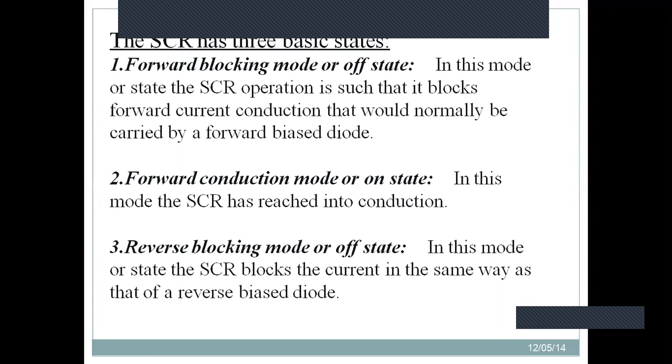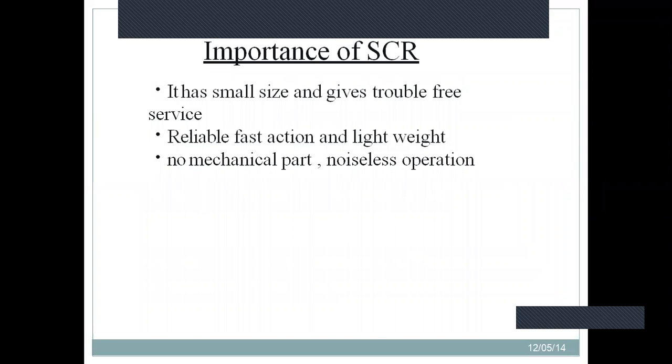The third mode here is reverse blocking mode. So what is reverse blocking mode? In this mode, the SCR will block the current in the same way as the reverse bias of the diode. If the diode is reverse bias, it will not allow the current to flow. Similarly, in reverse blocking mode of SCR, your SCR will not allow the flow of current from anode to cathode, because SCR is in reverse blocking mode, or simply you call it reverse bias. So in this way, the SCR is operated.